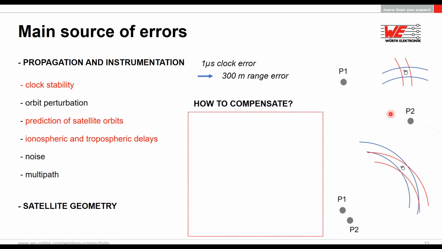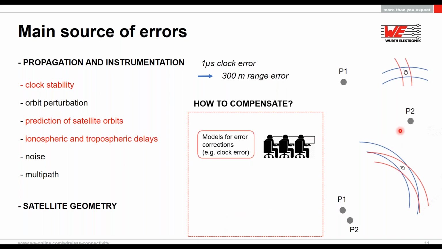Then we should ask ourselves, how can we compensate, or how can we minimize these effects? There are here, of course, different systems, different strategies. I want to mention 2 elements. The first element is that the control stations around the world will not only predict and send satellite position, but also build models for error corrections. One good example is the clock error. These predictions and this correction data will be sent from the control station to the satellites, and this information will be included in the GNSS signal traveling from the satellites to the receivers.